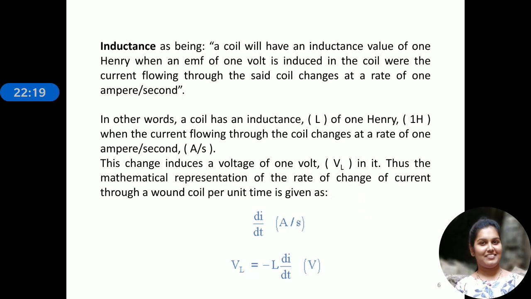In the voltage expression we find a negative sign, and this negative sign indicates that the voltage induced opposes the change in the current through the coil per unit time. So as there is an opposition, the voltage induced will oppose the change in the current. That is why we indicate the voltage VL, the voltage developed in the inductor, with a negative sign.